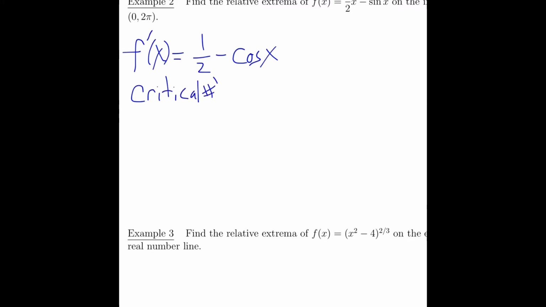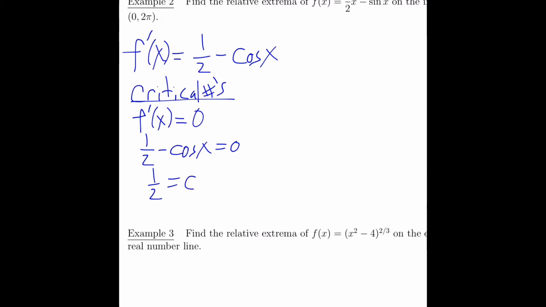So let's take the derivative. F prime of x is going to be equal to the derivative of 1/2 x, which is 1/2, minus the derivative of sine of x, which is the cosine of x. In terms of the critical numbers, there will be some values for which f prime of x is equal to 0. We set 1/2 minus cosine of x equal to 0. Add cosine of x to both sides, we get 1/2 equals cosine of x.